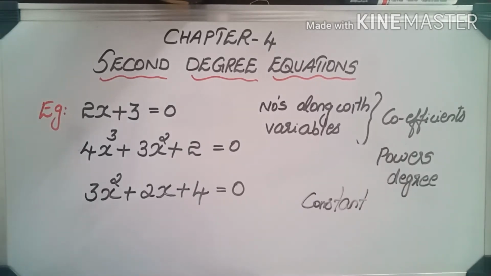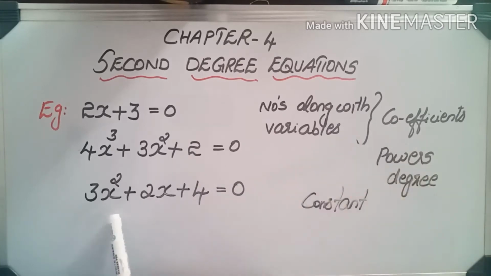It is not compulsory that all equations will have a constant. For some equations maybe there will be a constant, for some it may not be there. And after equal sign, 0 is also not compulsory, it can be any other number. For example, if you take this plus 4 to the other side, it will be minus 4. That's also an equation. So this is the example for second degree equation.